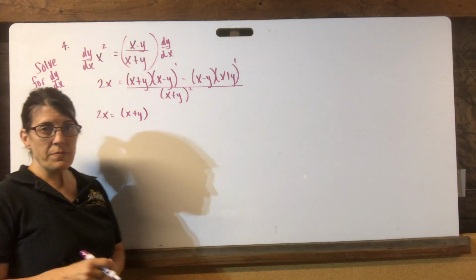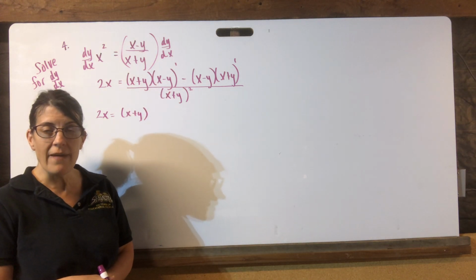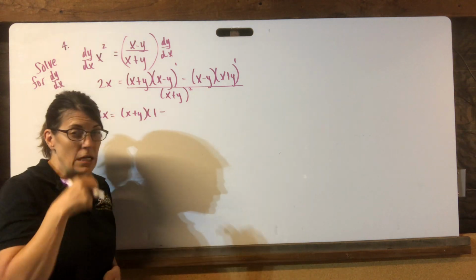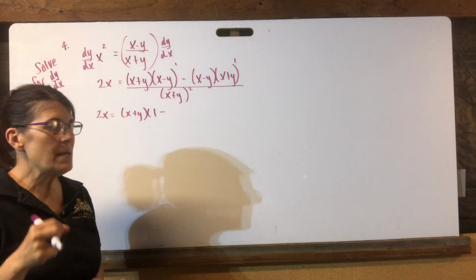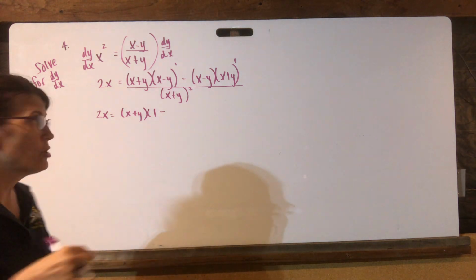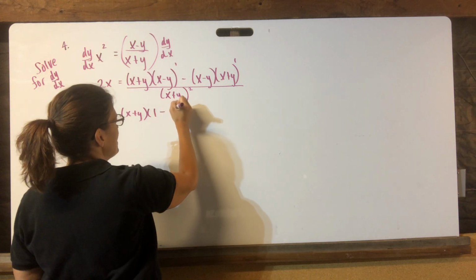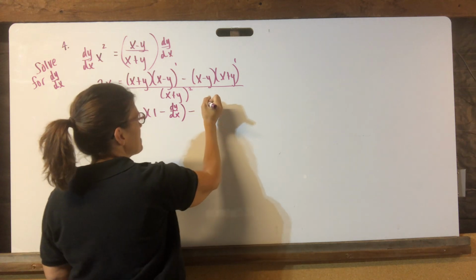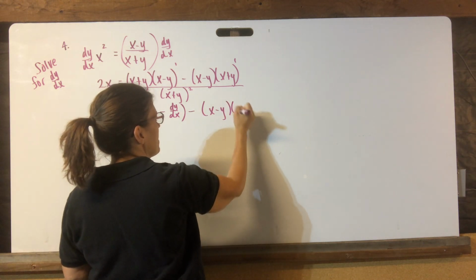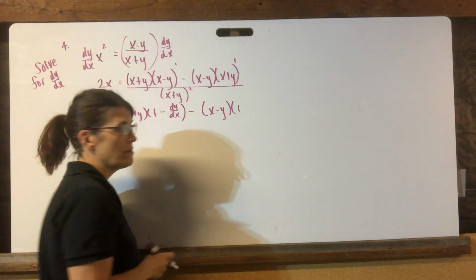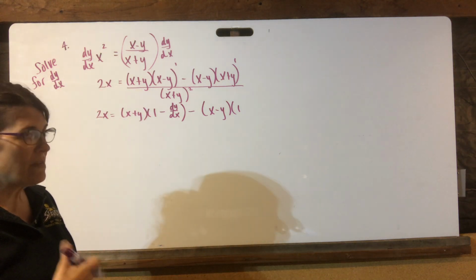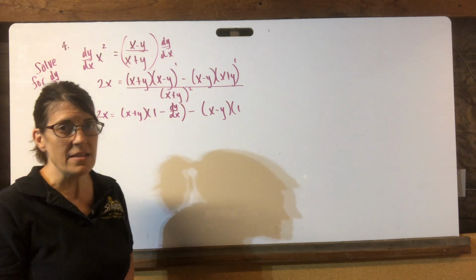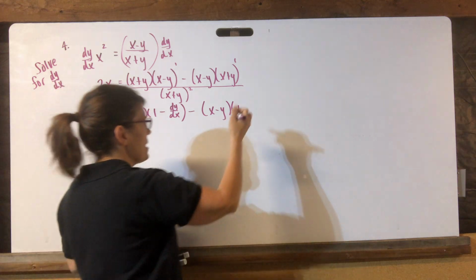The derivative of x minus y. The derivative of x is 1, minus the derivative of y. It's 1, but I'm differentiating with respect to x, so the derivative of y is dy/dx. Minus (x minus y) times the derivative of the denominator: the derivative of x with respect to x is 1, and the derivative of y with respect to x is dy/dx.